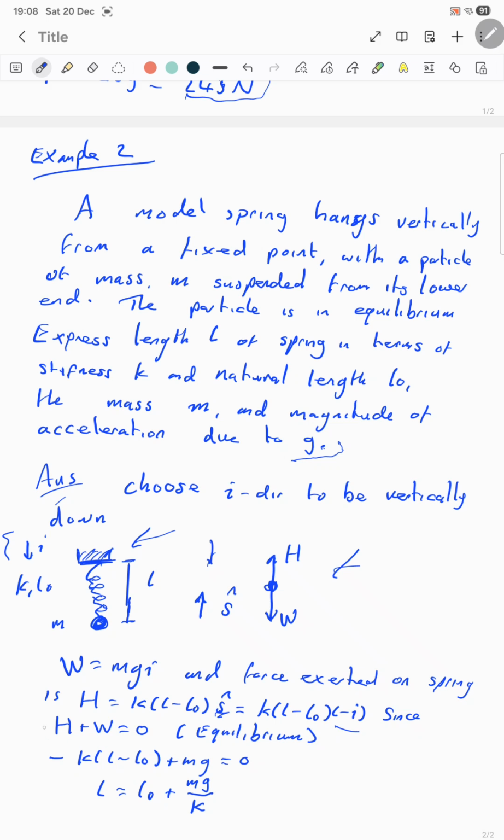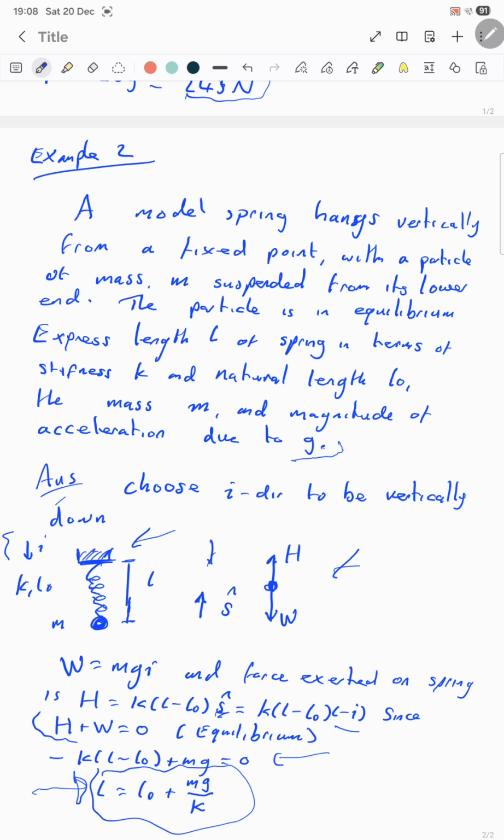Now since we're in equilibrium, H plus W equals 0. So by our equilibrium conditions we get this. Now rearranging to solve for L, we get this. So this is our value for L, our length.